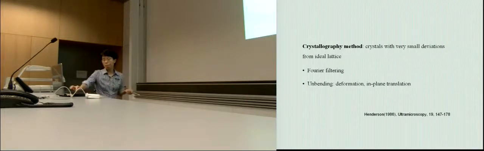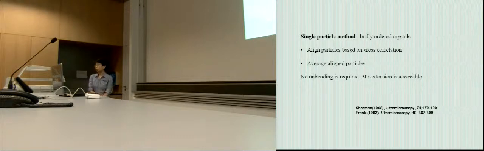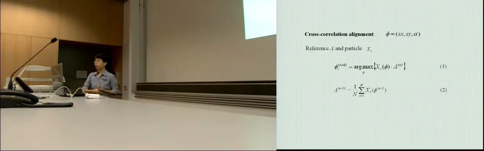Based on these kinds of observations, people have tried to use a single particle method to process 2D crystal images, and they have published the work before. The idea is to use a single particle processing method to process the patches extracted from the 2D crystal images. In single particle work it's very common that we use cross correlation. Actually, in the crystallography method we also use cross correlation, right, to locate the unit cells.